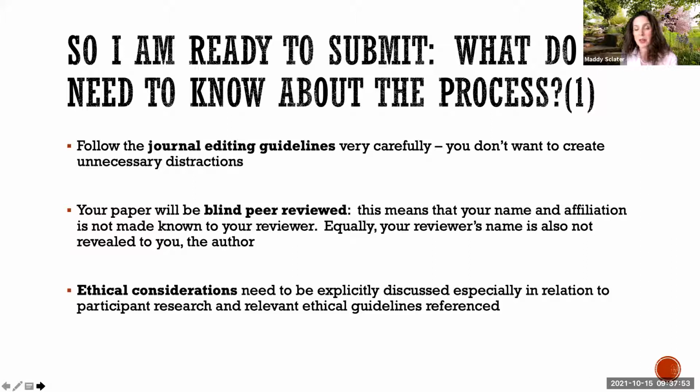Obviously, ethical considerations when you're writing an article need consideration. So you need to be very explicit about how, for example, ethical consent was obtained, and it needs to be explicitly discussed in relation to any research involving participants, and relevant ethical guidelines referenced. For our journal, that's really important, that the ethics is discussed and is upfront and explicit.